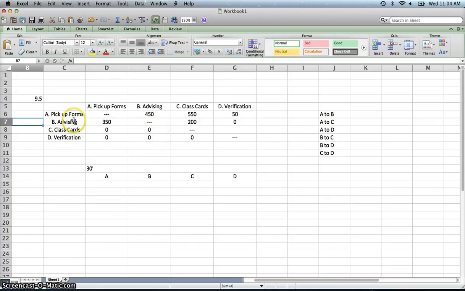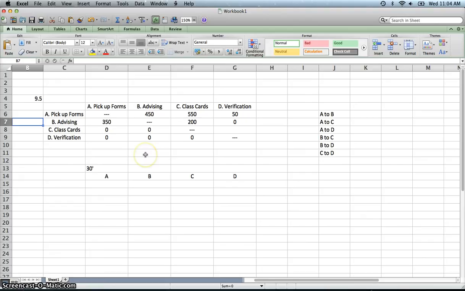Now, the first thing we have to do is they show us the relationship between these activities. So between picking up forms and advising, there is 450. Picking up forms and class cards, there is 550. So these are the interactions between these activities. And picking up forms and verification, there's 50. Now, going the other way, advising back to picking up forms is 350. And then, of course, there seems to be no interaction. So this is a very simplified set of data.